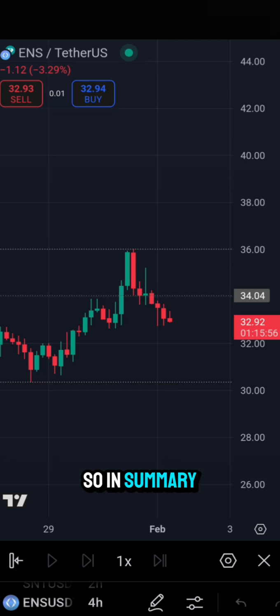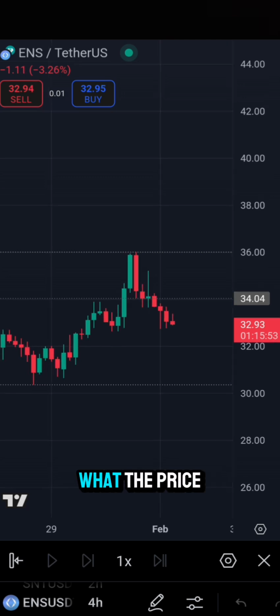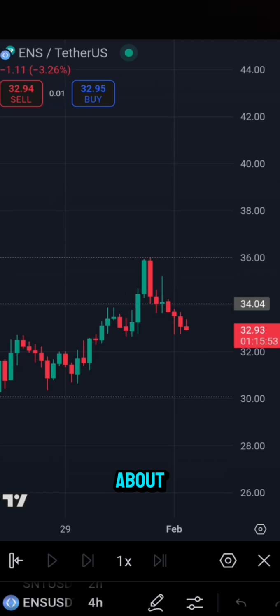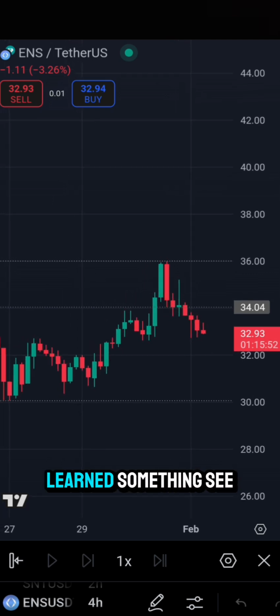So in summary, this is what the candlestick is all about, and this is what the price chart is all about. I hope you learned something.